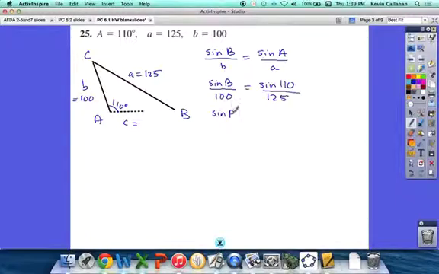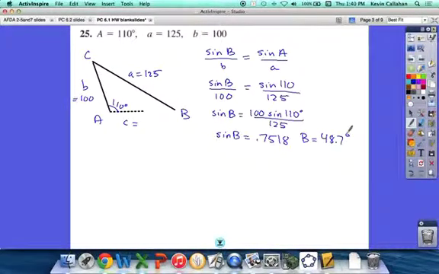Okay, so the sine of B equals 100 sine of 110 divided by 125. So put that in the calculator. 100 sine 110 divided by 125. 0.7517, I'm going to call it 0.7518, which means that B is the sine inverse of that, second answer, 48.7. So it looks like we do have a triangle, and this is 48.7 degrees. And then we can do 180 minus to figure out this angle. Should be 158.7, 180 minus that would be 21.3.